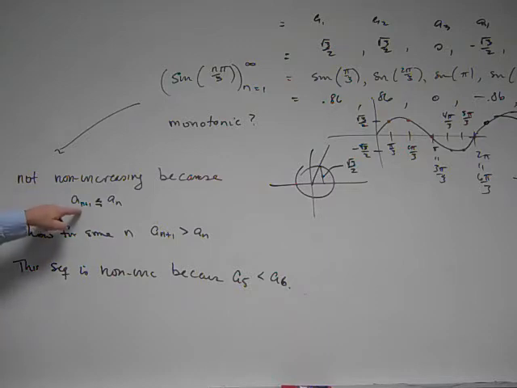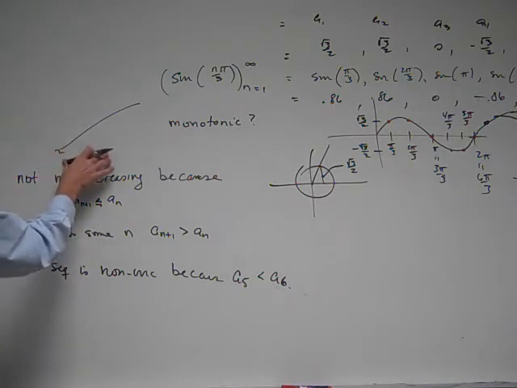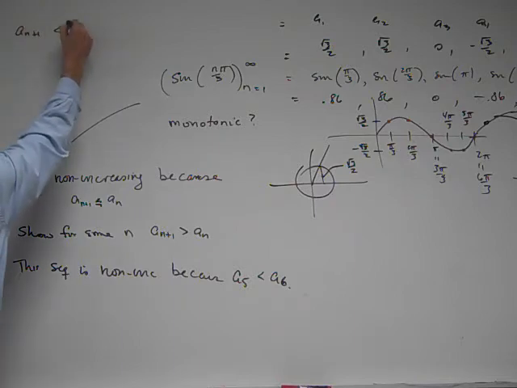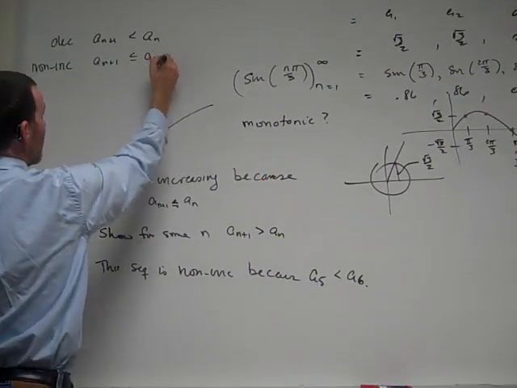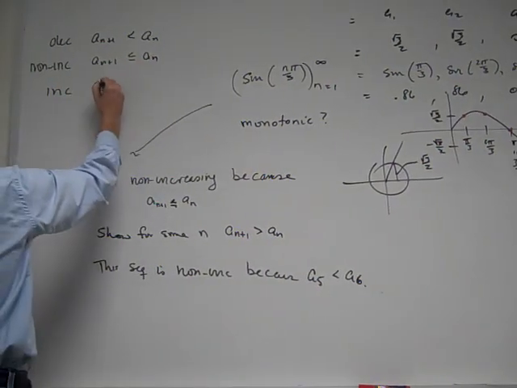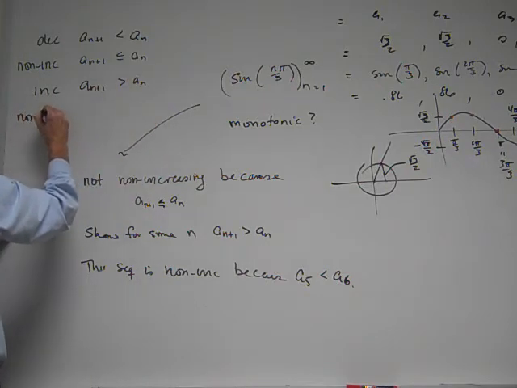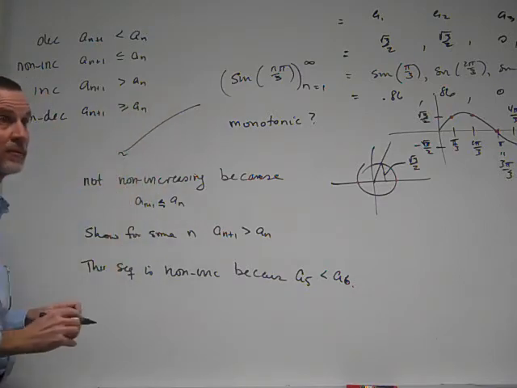Non-increasing means the nth plus first one always has to be less than or equal to. Non-increasing goes with decreasing, right? Decreasing, a sub n plus 1 less than a sub n. Non-increasing, a sub n plus 1 less than or equal to a sub n. Increasing, a sub n plus 1 greater than a sub n. Non-decreasing, a sub n plus 1 greater than or equal to a sub n.